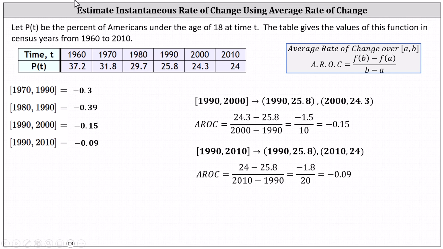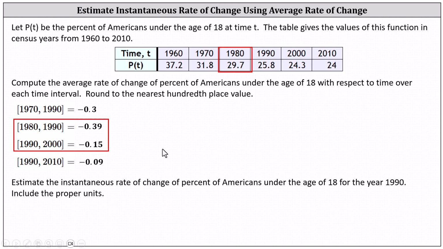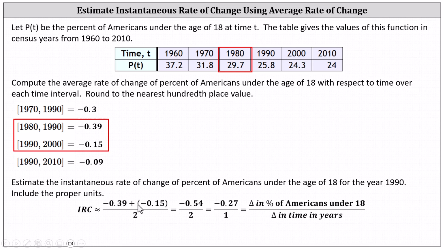And now let's look at the last part of the question. We're asked to estimate the instantaneous rate of change of percent of Americans under the age of 18 for the year 1990, and we want to include the proper units. To estimate the instantaneous rate of change for the year 1990, what we'll do is average the average rates of change over the time intervals from 1980 to 1990 and 1990 to the year 2000. Which means our estimate will be the sum of negative 0.39 and negative 0.15 divided by 2, which equals negative 0.27.